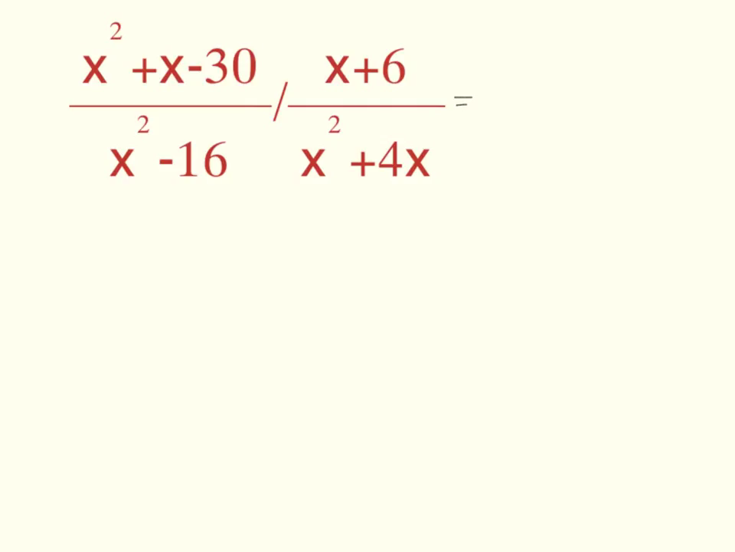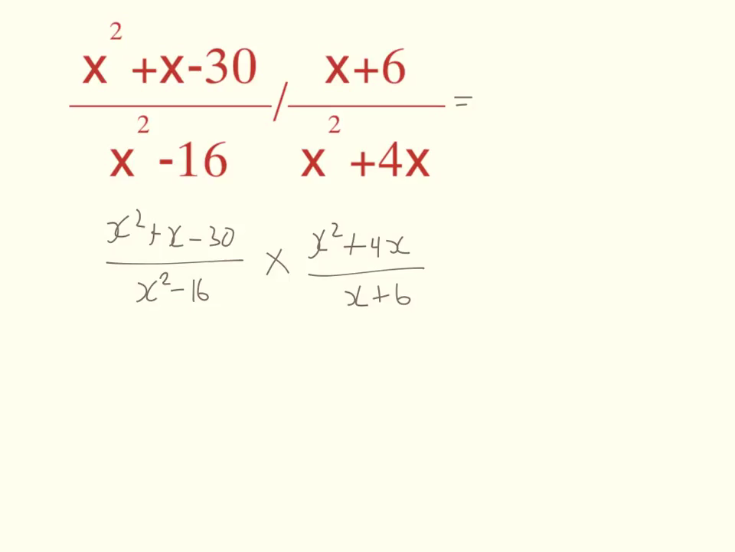So, first job, keep everything the same before you try doing anything else. So keep that x squared plus x minus 30 all over x squared minus 16. Change that to multiply: x squared plus 4x there at the top, and now x plus 6 is hanging out at the bottom. Now what I want to do is factorize. I can't do anything with that. So here we go. Let's start factorizing.